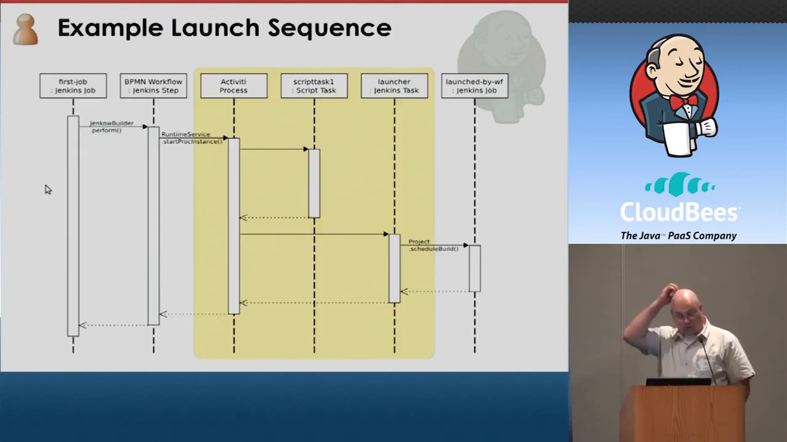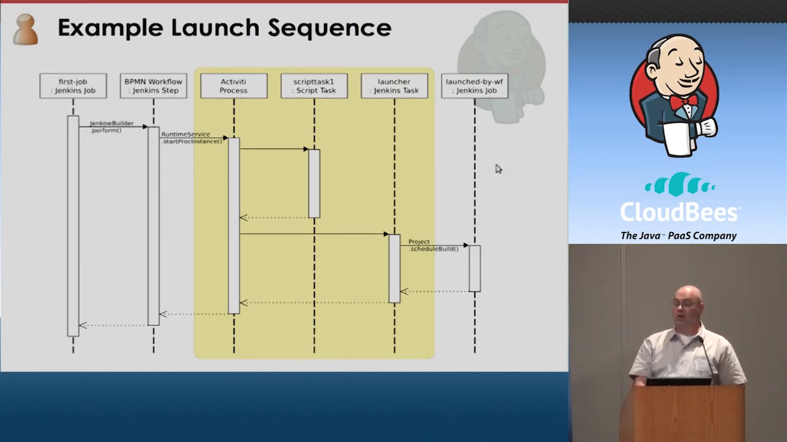Okay. So in terms of execution, that maybe was a little bit confusing, so a little UML sequence diagram shows what happened. We have this first job doing something, a Jenkins step executes, which is the workflow step. This kicks off an activity process, a workflow process, which then executes the script task. After that, the Jenkins task executes, which in turn was then the called by WF job executing this one.